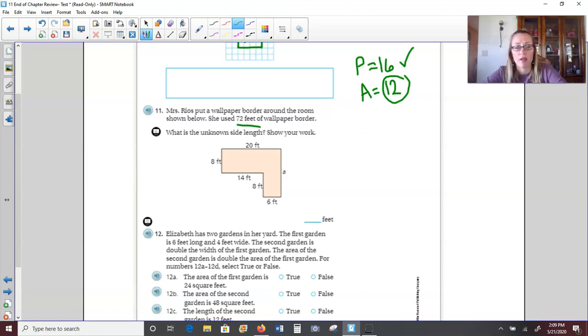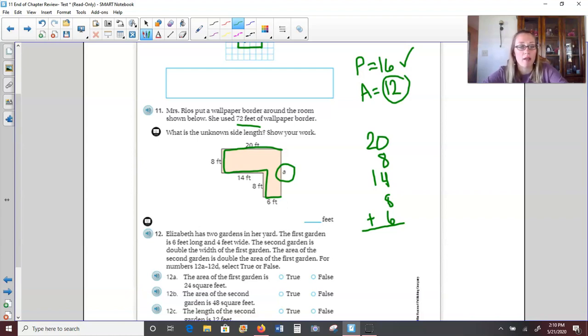Show your work. So we need to figure out the length of this unknown side. Remember, if the border was 72 feet, we can figure out that missing side by adding up the sides that we do know and subtracting that from 72 to figure out the side that we don't know. So that means we're going to add together 20 plus 8 plus 14 plus 8 plus 6.